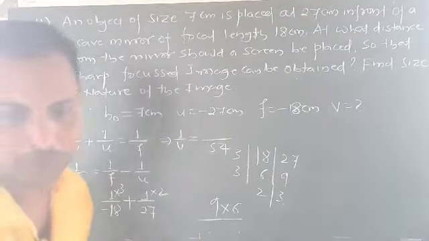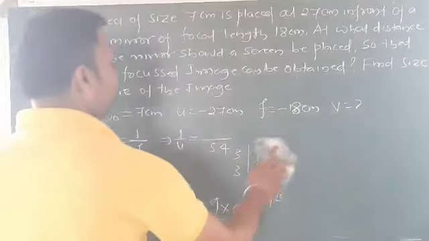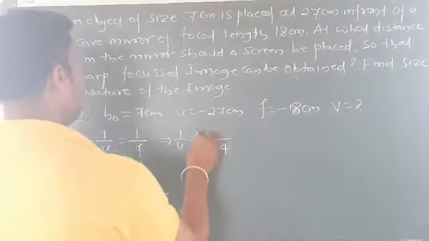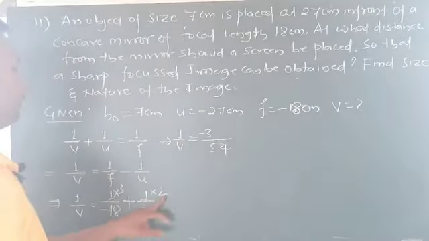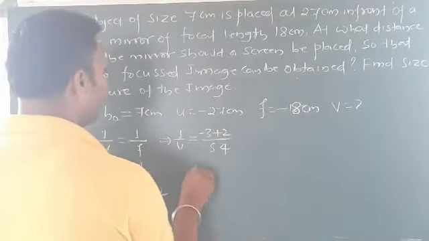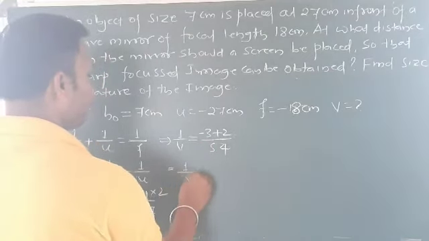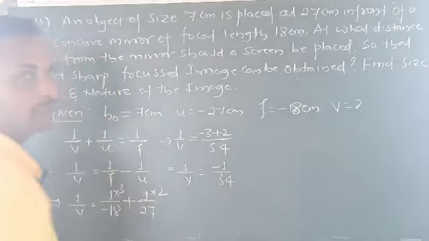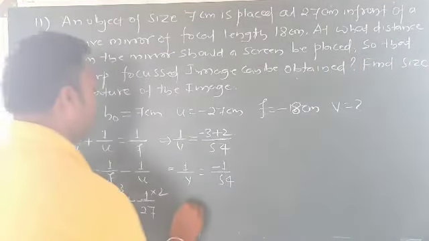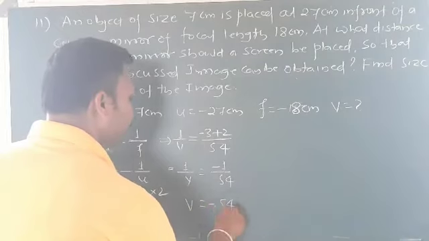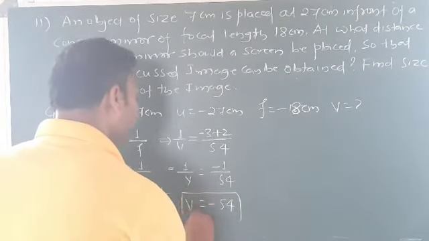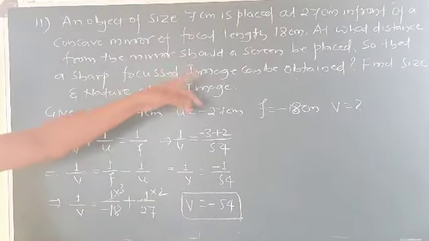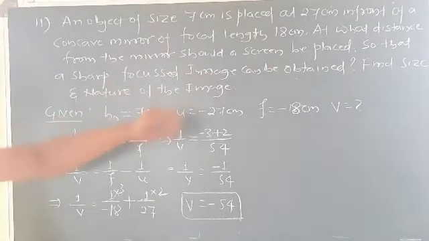See, you can see here we have minus 3 and 1 into 2 is plus 2. So this becomes 1 by v is equal to minus 1 by 54. Now v is equal to minus 54. So once you got v is equal to minus 54, what we need to calculate is the place so that a sharp focused image can be obtained.